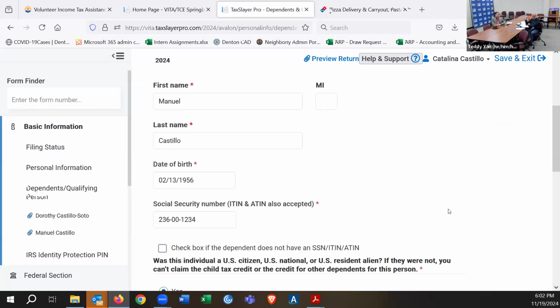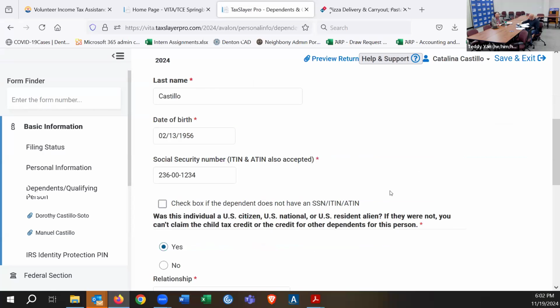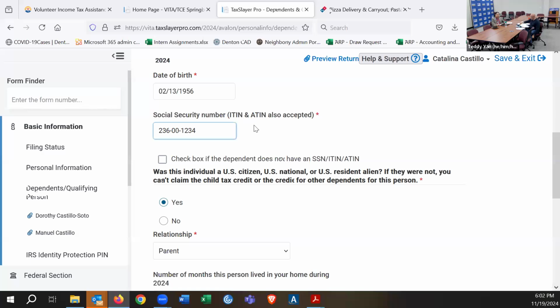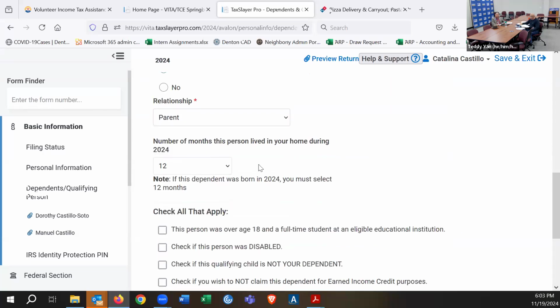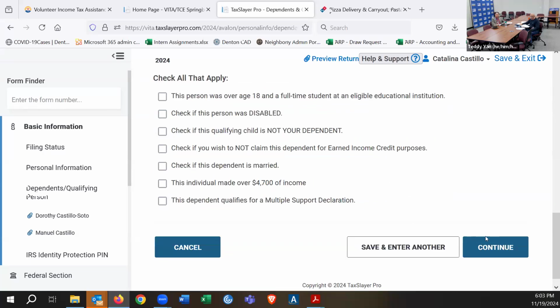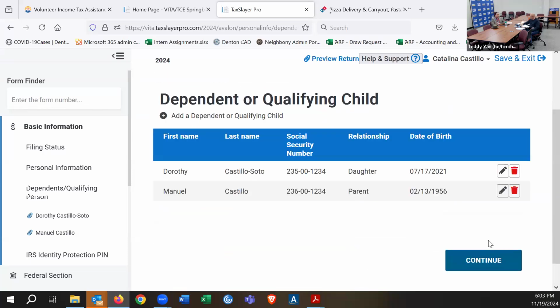We don't have his Social Security card, but what we do have is his Social Security benefits statement, and that is a qualifying substitute document. So we have a Social Security statement for Manuel Castillo, his date of birth, February 13th, his Social Security number as written on the benefit statement. He is a US citizen, relationship to Kat as parent, lived with her for all 12 months, and everything is nice and peachy. That's where I got caught, right there. Yep. So uncheck that box. Thank you.